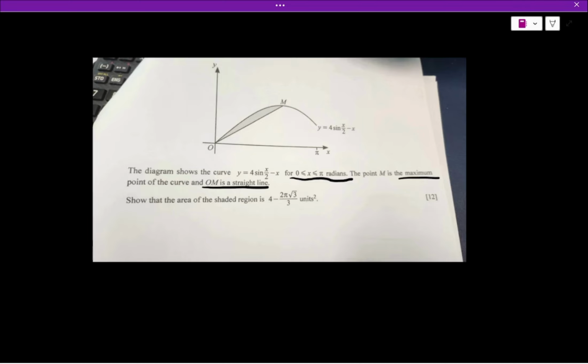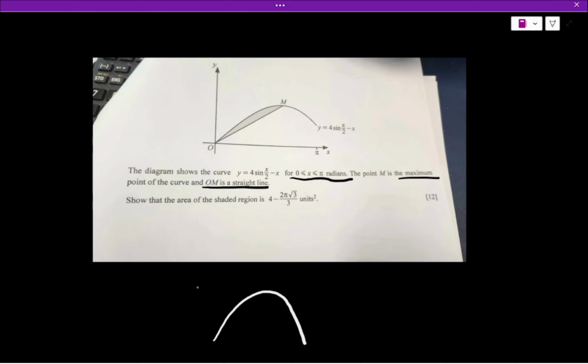Because the number is like this, notice that it's not in decimals or 2, 3 significant figures. It means that we're going to have to use exact values for everything. That's going to be a bit painful, but oh well. First things first, point M is a maximum point, so we probably want to find this point M in the first place.